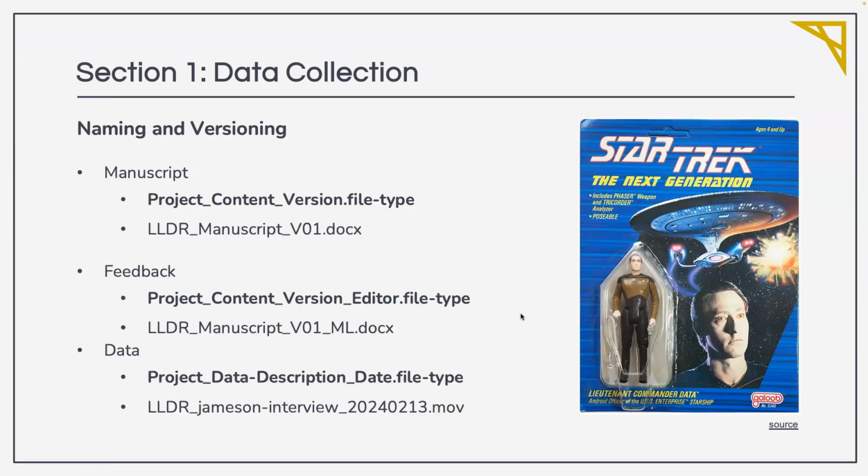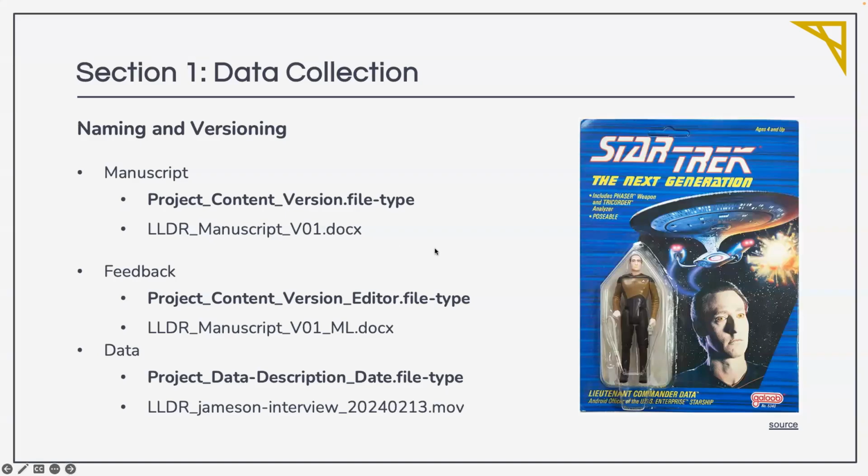Now, what this might look like for naming and versioning, because versioning was part of this, is that as files grow, you might want to build in versioning within the actual name of your file. So for something like this with a manuscript, the convention might be, you list your project, the content, and then the version of a file where the version is delineated by this V01. So we have the abbreviation for the project, manuscript V01.